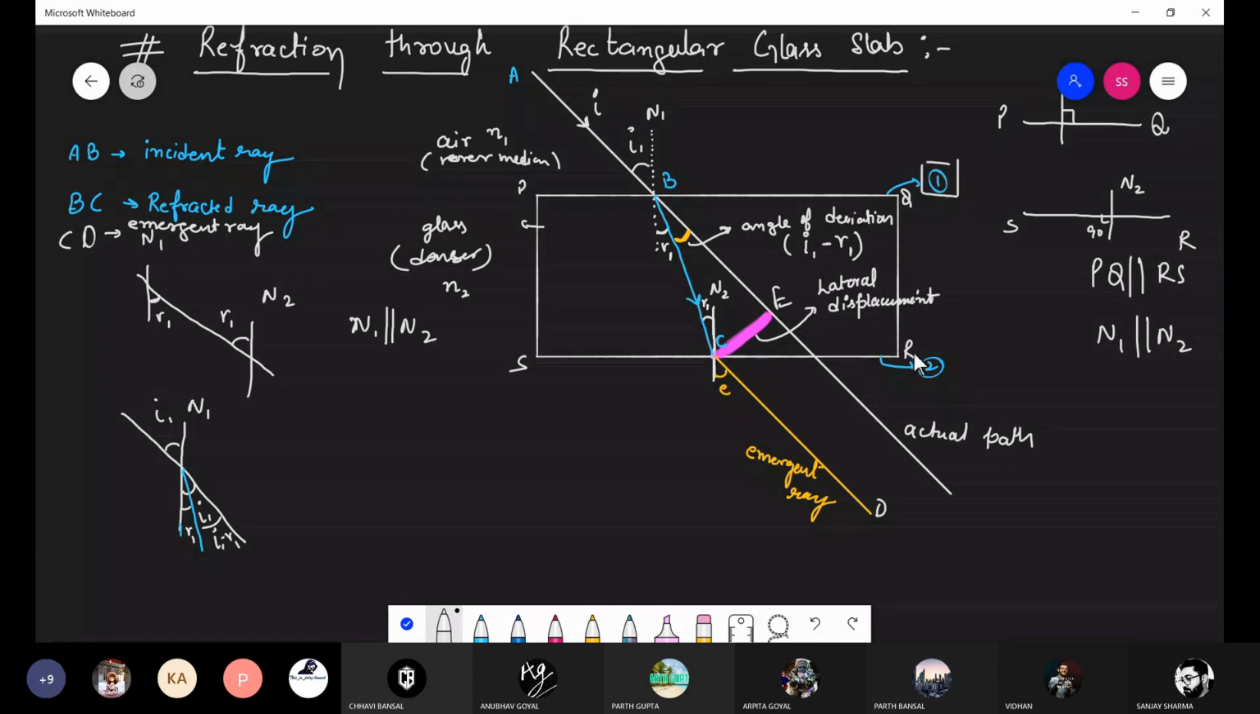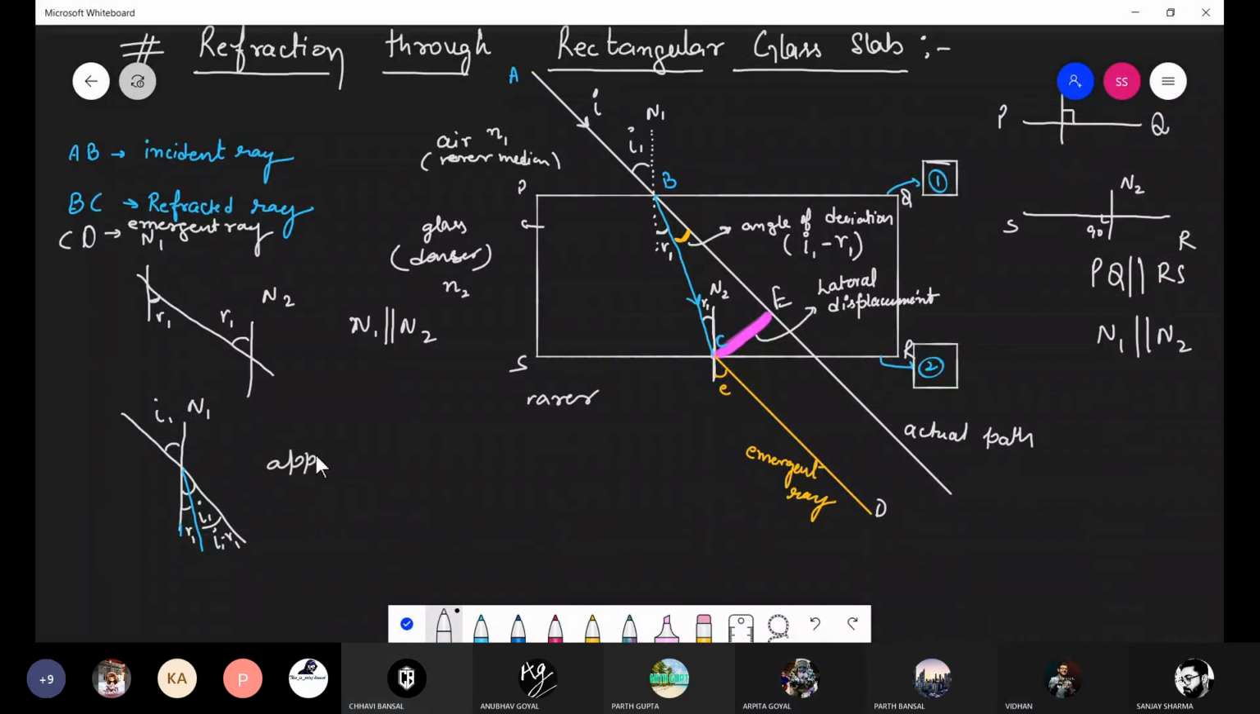Please tell me how many interfaces are here? Interface number 1, interface number 2. Because of two interfaces, how many refractions are possible? Two refractions are possible. So how many times will you use Snell's law? Two times. Very good. From rarer to denser and from denser to rarer.